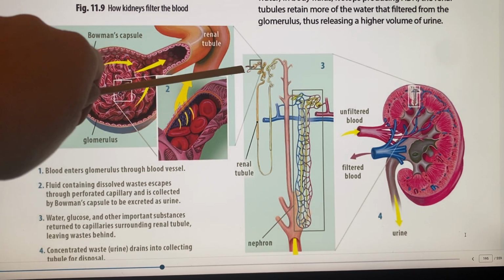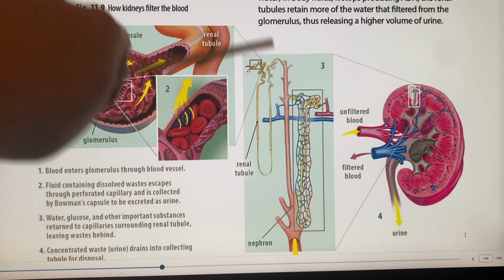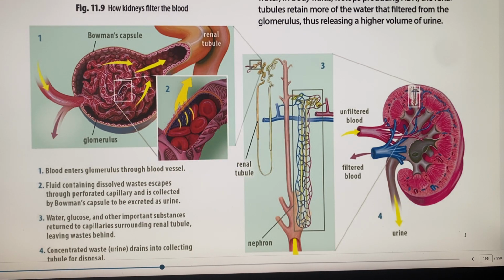So here's this little glomerulus, and here's the renal tube coming down. As you see, the renal tube is surrounded by capillaries. It's a very long and thin tube. It also filters glucose and hormones and such in the renal tube.